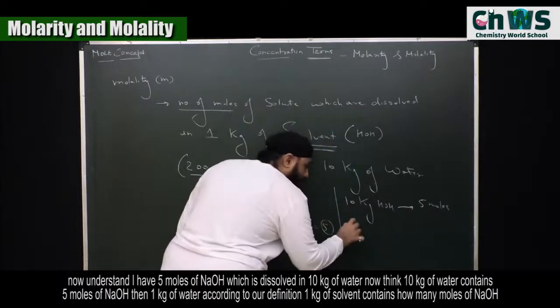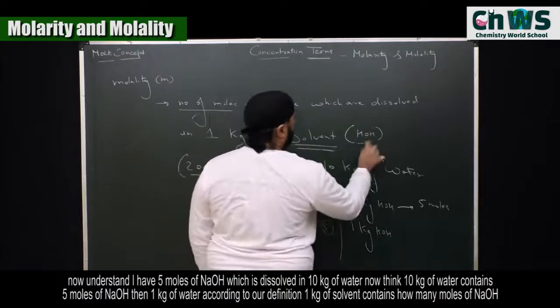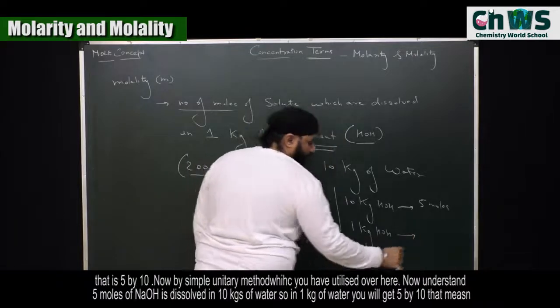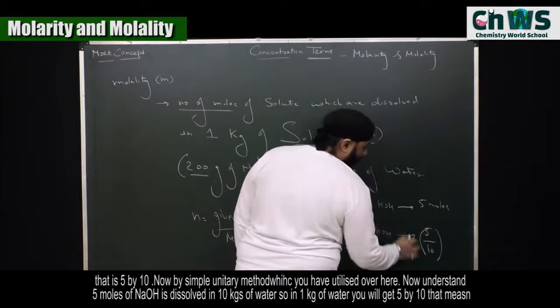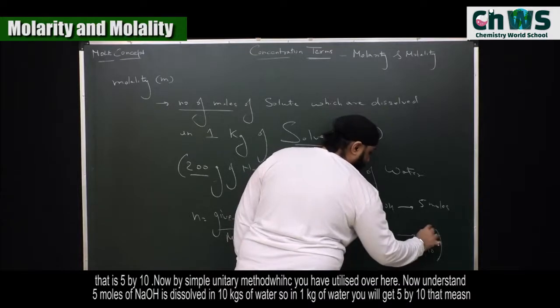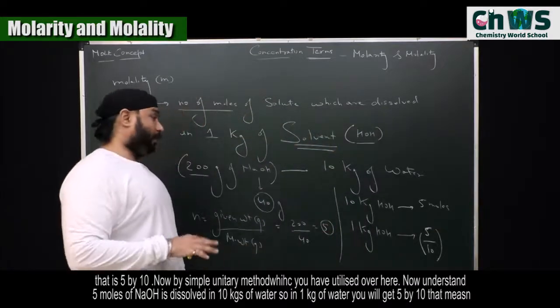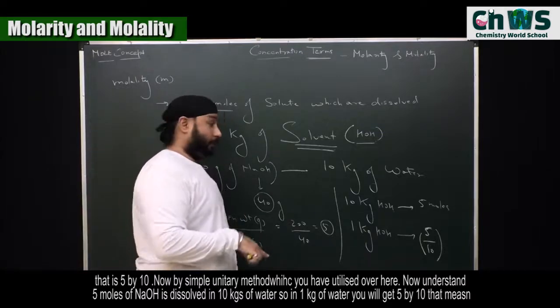Then 1 kg of water, according to our definition, that 1 kg of solvent, contains how many moles of NaOH? That is 5 by 10. That is the simple unitary method which we have utilized over here. Now understand one thing. 5 moles of NaOH are dissolved in 10 kgs of water, so in 1 kg of water you got 5 by 10.